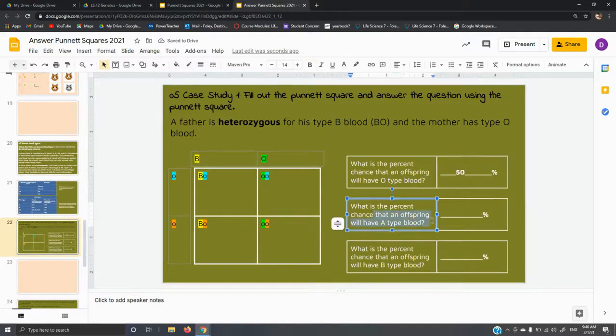What is the chance that an offspring will have A-type blood? There are no A alleles here, so it is a 0% chance. And what is the percent chance that an offspring will have B-type blood? That's going to be 50% chance. You're going to need to make sure that your offspring add up to 100%. So we have 50%, 50%, and that adds up to 100.